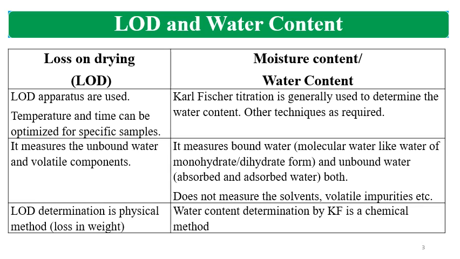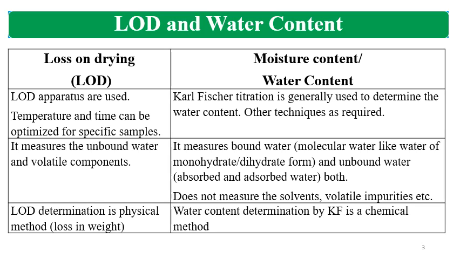Then an LOD apparatus is used to measure the LOD. Temperature and time can be optimized for specific samples. If your sample has a low melting point, you should select a temperature below the melting point of the sample so that you will get a consistent result in LOD. Then in moisture content or water content, the Karl Fischer titration method is generally used to determine the water content. Other techniques can also be used, but water by KF is the generally used technique.